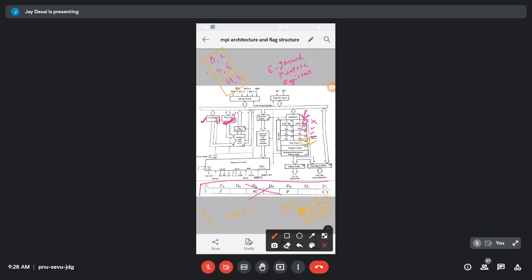Stack pointer. Pointer means what? To point out something. So what stack pointer will point out? It will point out the most recent entry into the stack.